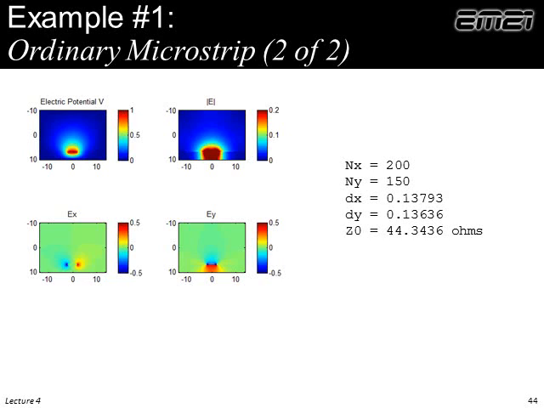So we model it, and here's what the images look like. This is the scalar potential. This is the magnitude of the electric field. And here are the X and Y components of the electric field separate. And here's the grid parameters that I ended up using from that. And the impedance I calculate from this is 44.3 ohms.